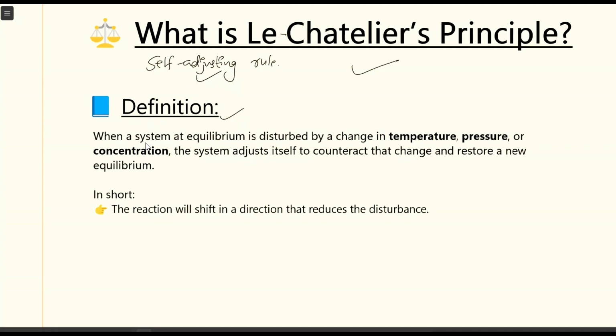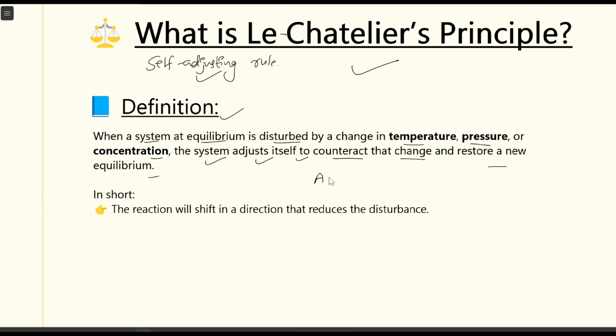Look here. When a system at equilibrium is disturbed, that is, a perturbation is applied by a change in temperature, pressure or concentration, then the system adjusts itself to counteract that change and restore a new equilibrium.